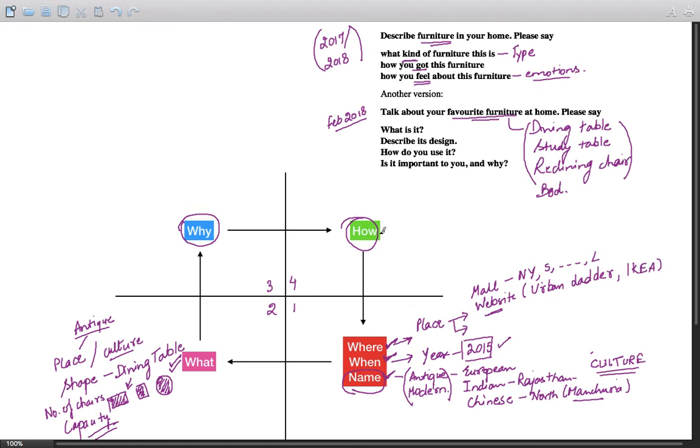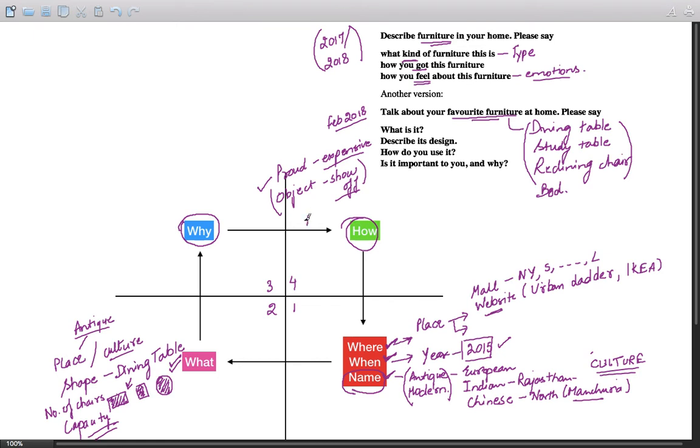So over here, you can talk about various emotions, such as you feel proud of this piece of furniture, that you have a really expensive piece of furniture that nobody among your friends group has. And that's why you use it as an object for show off, that you show it off to others. Okay? You can feel proud of it and show it as an object.